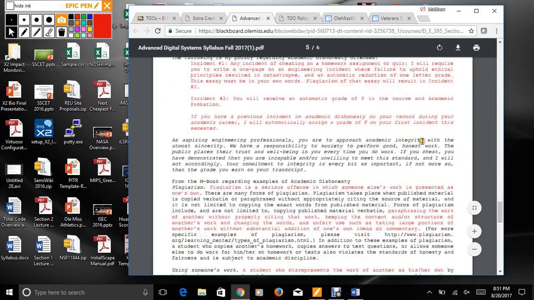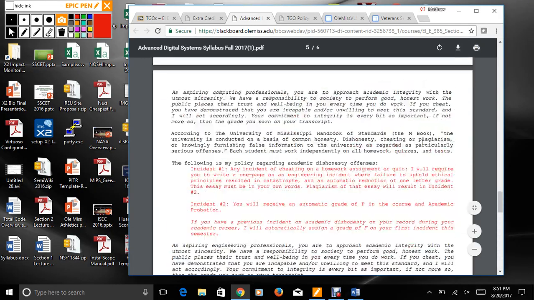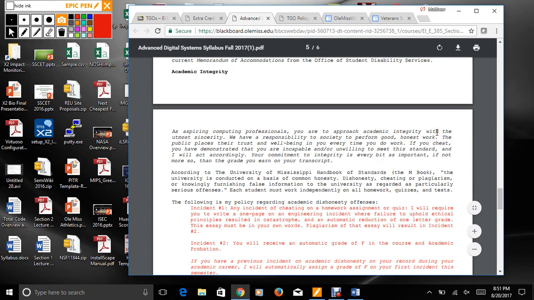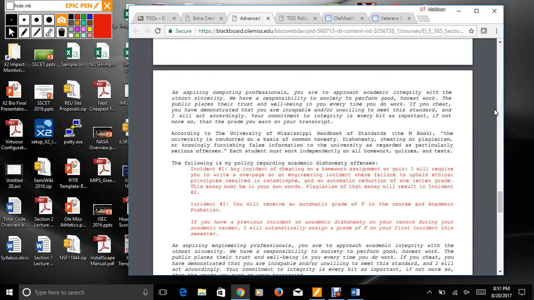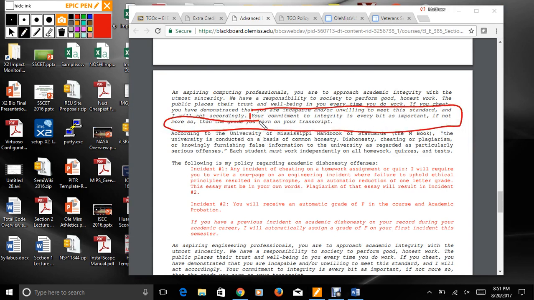Academic integrity. You can see that this is something I take seriously because I have almost 2 pages on the syllabus dedicated to it. As aspiring computing professionals, you are to approach academic integrity with the utmost sincerity. We have a responsibility to society to perform good, honest work. The public places their trust and well-being in you every time you do work. If you cheat, you have demonstrated that you are incapable and/or unwilling to meet this standard, and I will act accordingly. I want you to remember this more than anything else: your commitment to integrity is every bit as important, if not more so, than the grade you earn on your transcript.